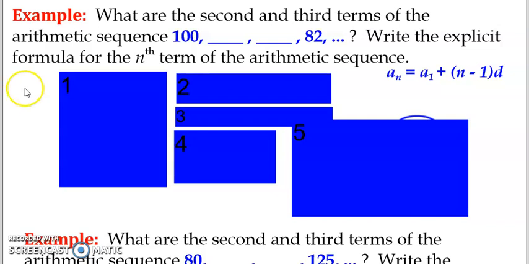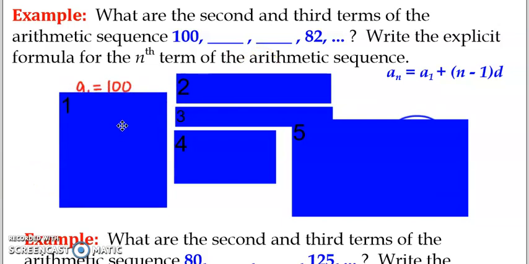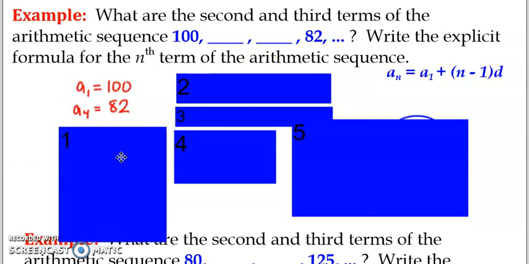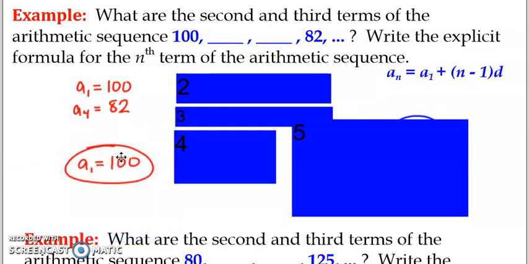So here we have a sequence, but some things are missing. So first, I know my first term is 100. Then I drop down some, drop down some, drop down some more, and my fourth term is 82. Let's see. So I know my difference has to be negative, right? I'm losing value. I'm decreasing. So let me figure out what I know. I know my first term is 100, and I know my fourth term is 82.